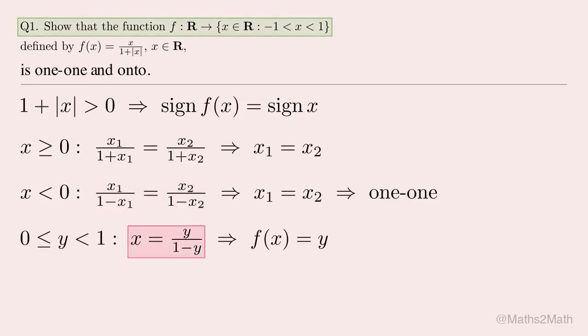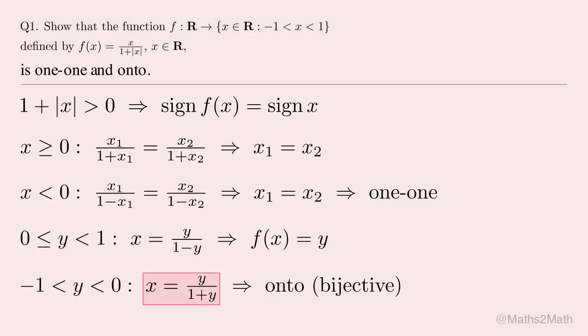Onto for non-negative targets. Y between 0 and 1 is hit by x equal to y over 1 minus y. And for negative targets, x equal to y over 1 plus y works. Every y in the interval is attained, onto, so f is a bijection.